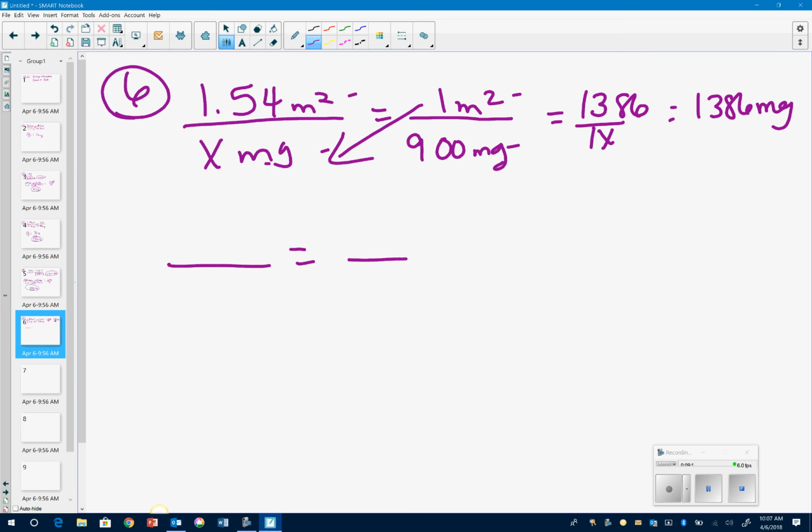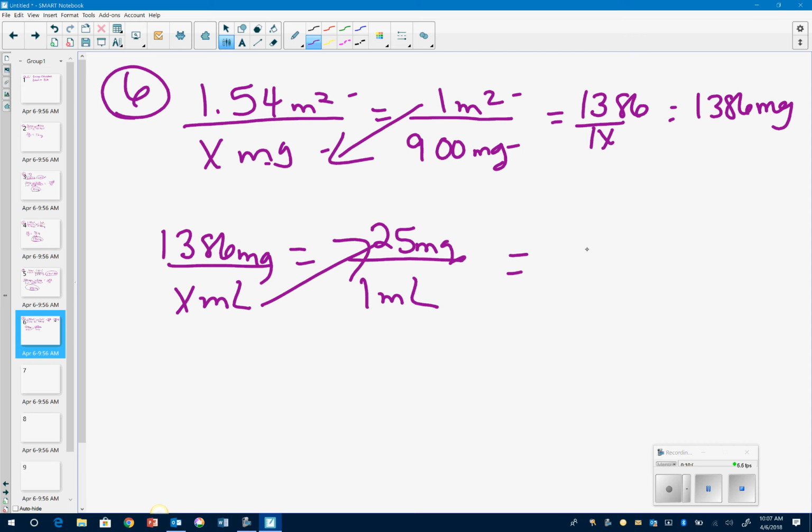So now we're trying to find milliliters. So you have 1,386 milligrams. We're trying to find X milliliters. Okay. It's available in 25 milligrams per 1 milliliter. Okay. Cross multiply, 25 times x goes on the bottom. I always put a little x with it, so I remember that it always goes on the bottom. 1,386 times 1 is 1,386. Divide that by 25, and you get 55.44 milliliters, which you can round to 55.